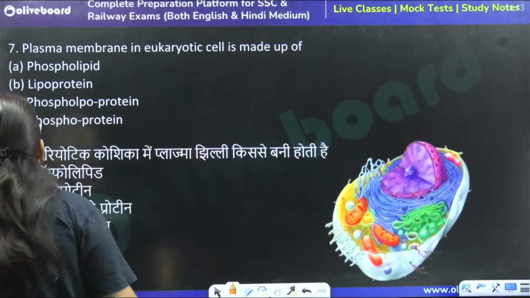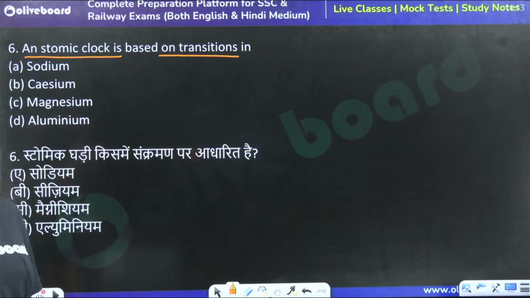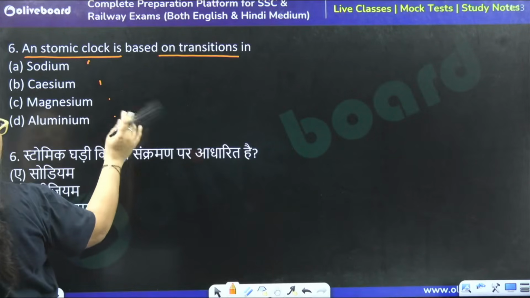Next. Just a minute, sorry. An atomic clock is based on transition in... Answers, please. Your options are sodium, cesium, magnesium, aluminium.